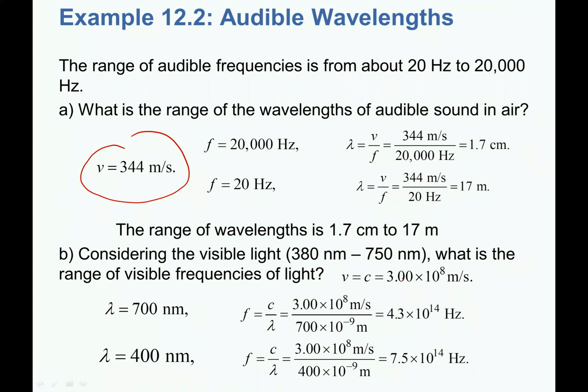So light has a much higher frequency, but also a much smaller wavelength, and definitely a much higher speed. As you can see, 3 times 10 to the 8 meters per second, compared to, let's say, 3 times 10 to the 2 meters per second, which is roughly 300.